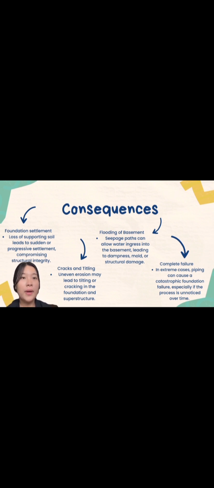Third, flooding of basement. Seepage paths can allow water ingress into the basement, leading to dampness, mold, or structural damage. Lastly, there will be complete failure. In extreme cases, piping can cause a catastrophic foundation failure, especially if the process goes unnoticed over time. That's all from me.